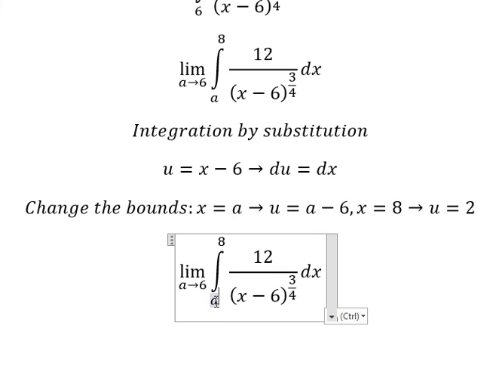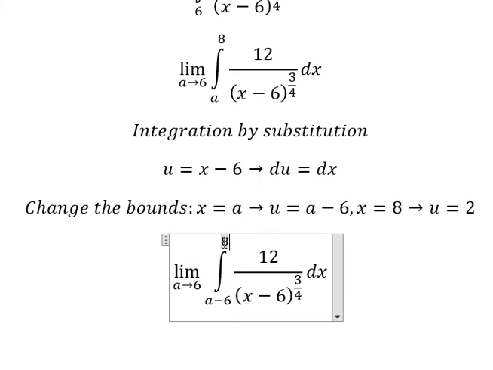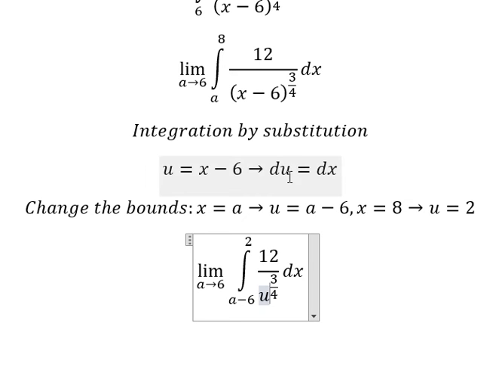So 8 we change by 8 minus 6. About number 8 we change by number 2. This one we change by u. The x we change by the u.